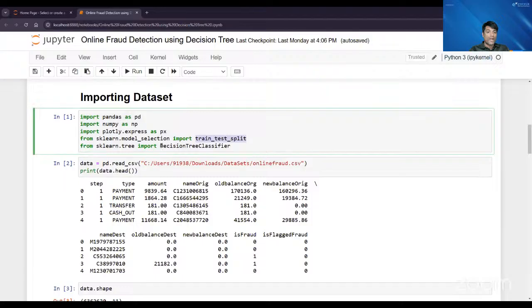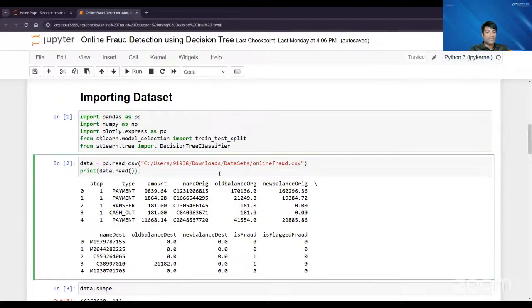Then you have the decision tree classifier, because we are not using a regression here. We are using only a classifier because we are trying to identify whether the transaction is fraudulent or not. So here we are using the tree module, and in that tree module you have the decision tree classifier. Now let me read the data set.